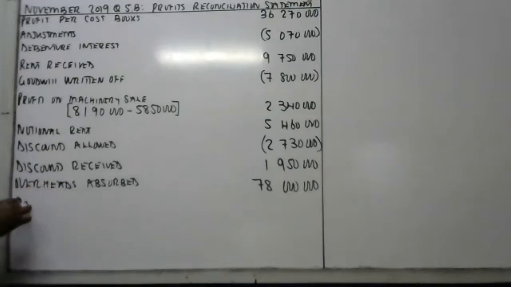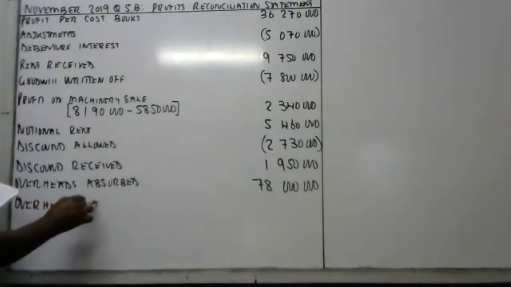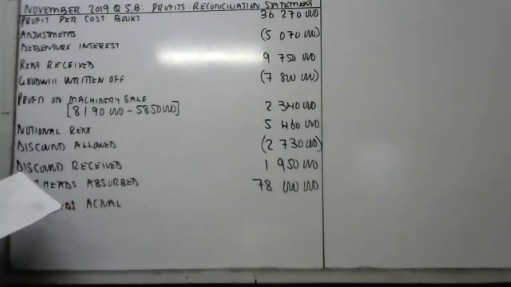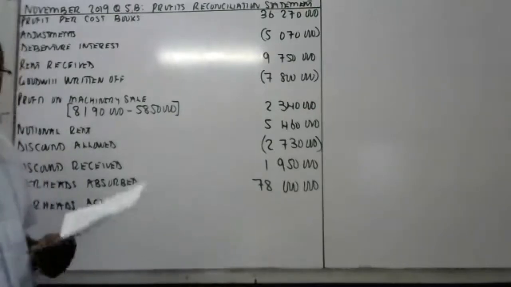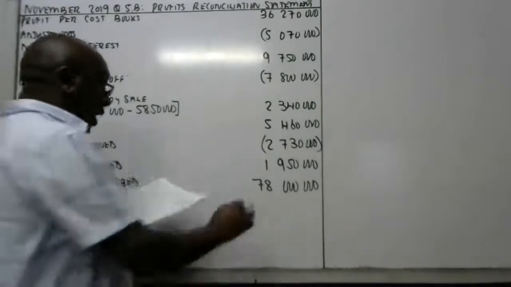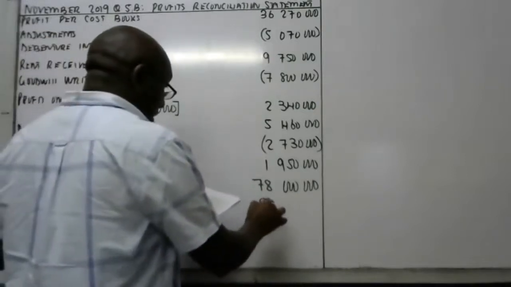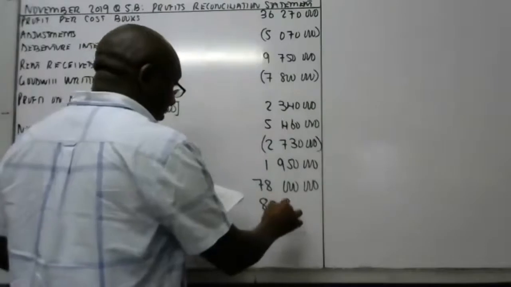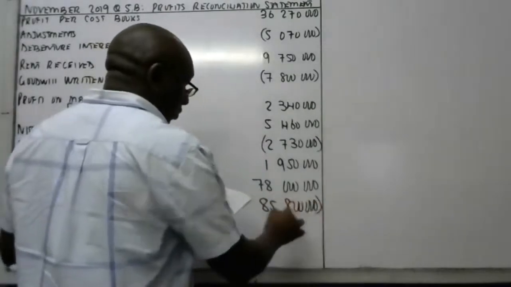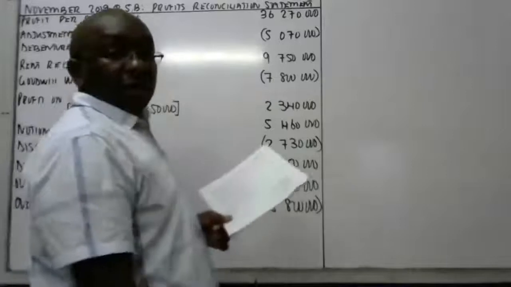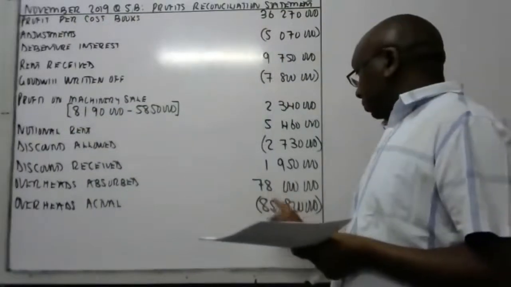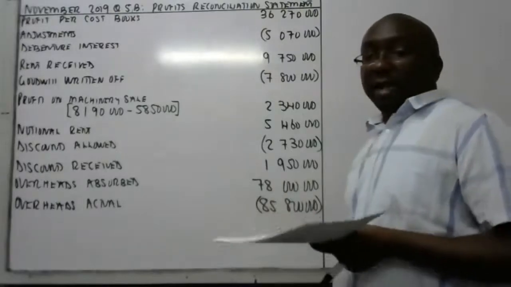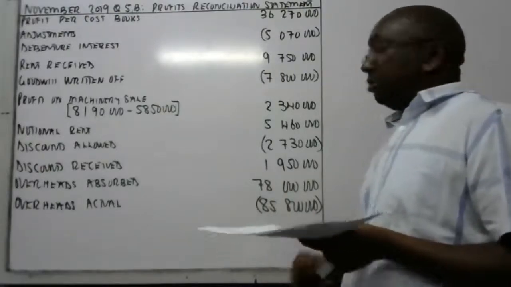The overheads actual is what now should be subtracted. Now that we have returned back the absorbed, we should now subtract this one, 85,800. So that was a case of under absorption. And remember, you normally see under absorption is subtracted. It's the same thing we are doing there.